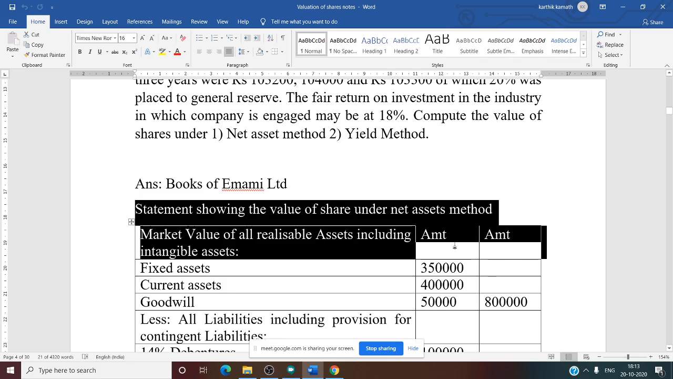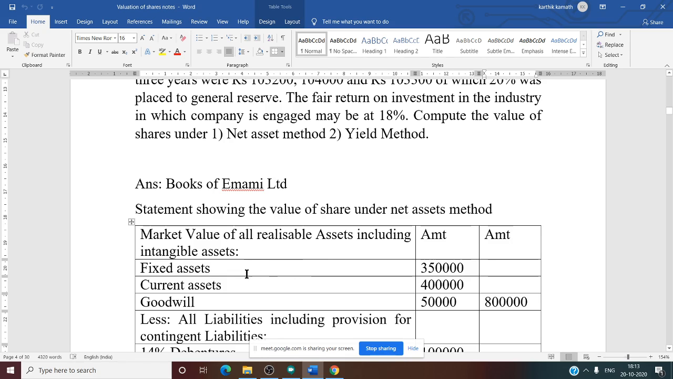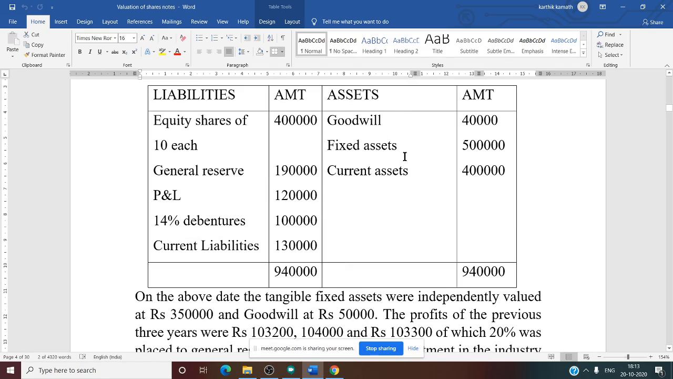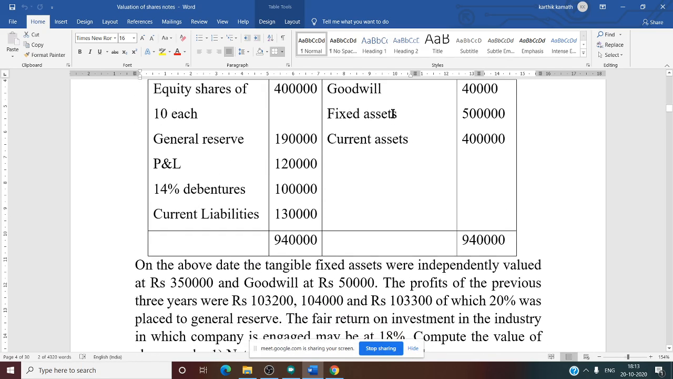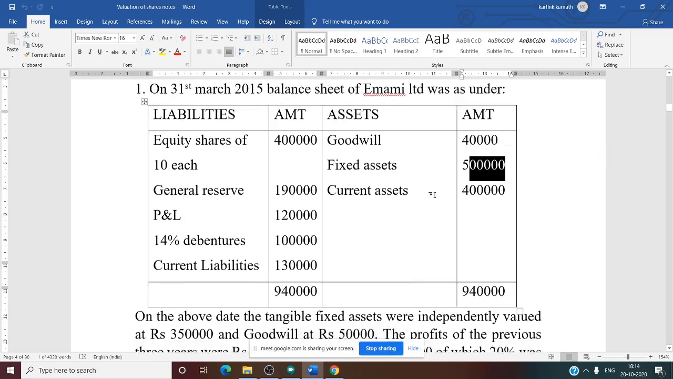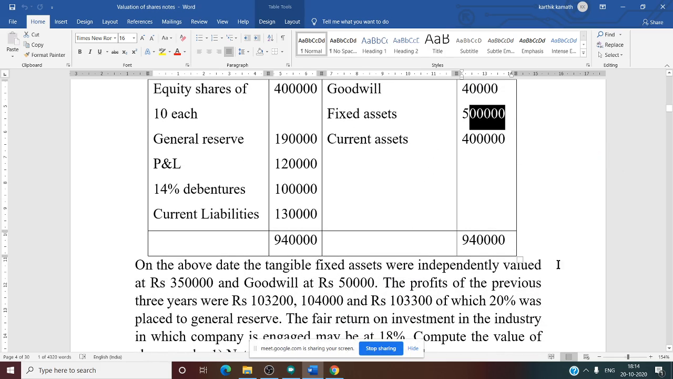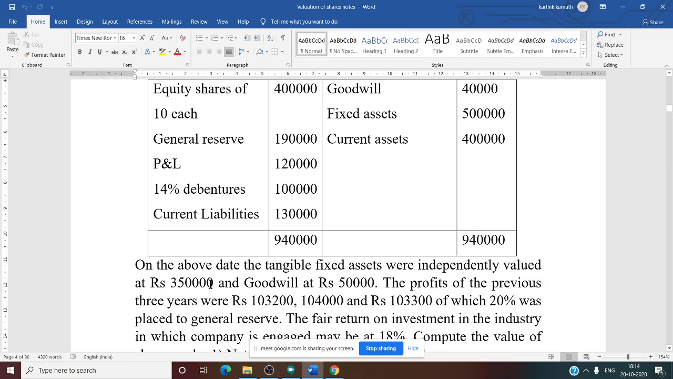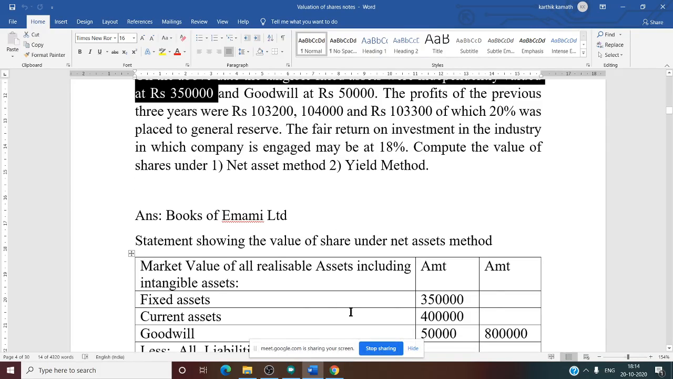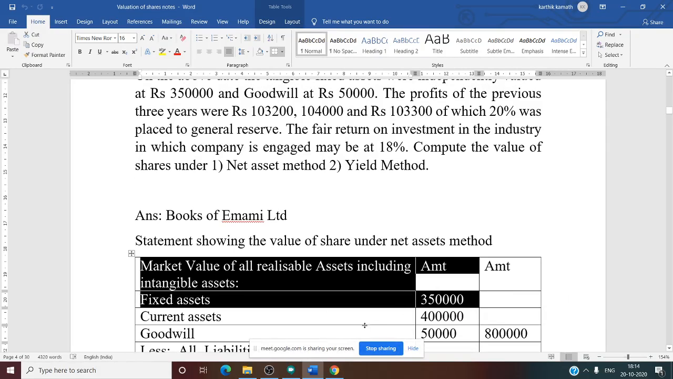Then you need to make two columns. One is an inner column and one is a total column. So under agreed value of asset, first one is fixed asset. Whatever is given in the balance sheet we need to write, that is all the information on the asset side. So first, fixed asset. Fixed asset given in the balance sheet is 5 lakh, but they said the tangible asset is valued at 3,50,000. So the revalued figure of fixed asset is 3,50,000. This figure we are going to write because this is an agreed value. That is why we have taken 3,50,000 and not 5 lakh.